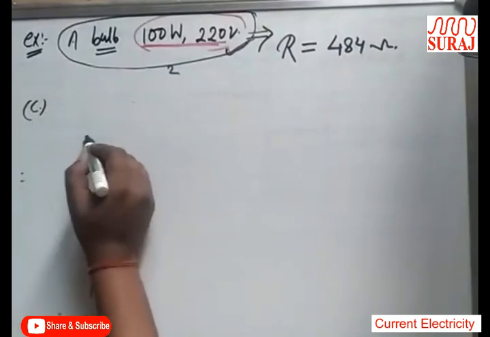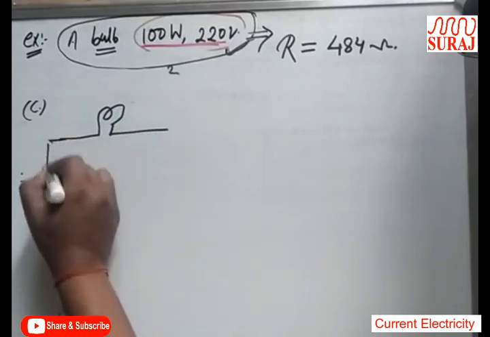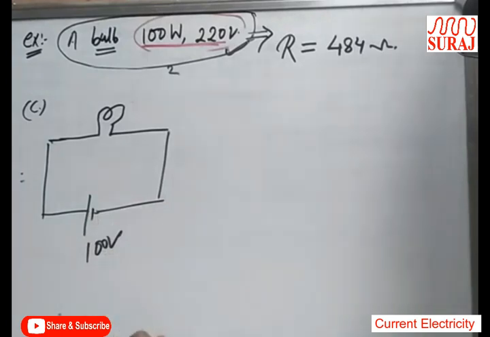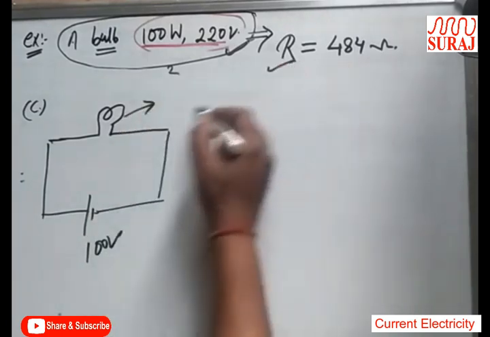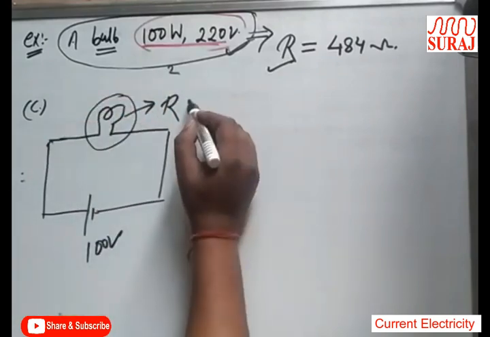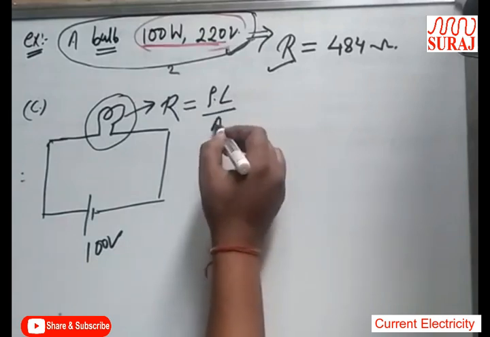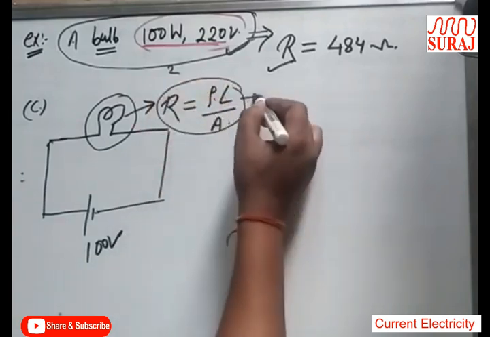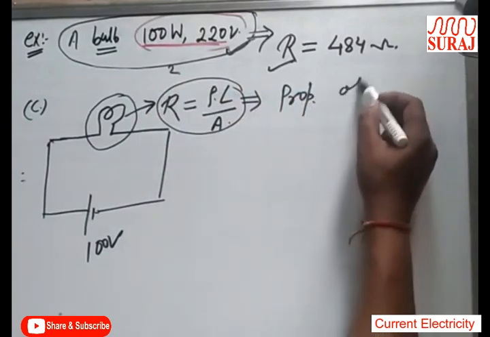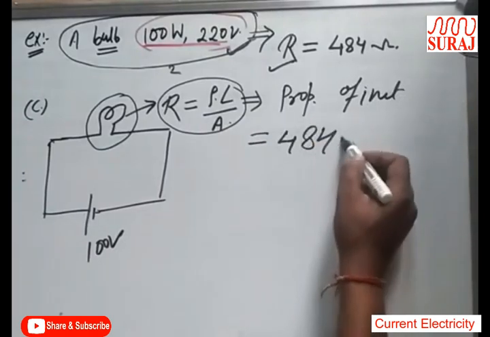Now in the third part they have asked to connect this bulb with a 100 volt power supply. Since the resistance of this bulb will not change, because resistance is the property of the material and its length and area, completely the property of the instrument, it will be 484 ohm only.